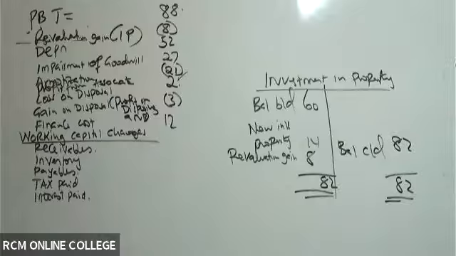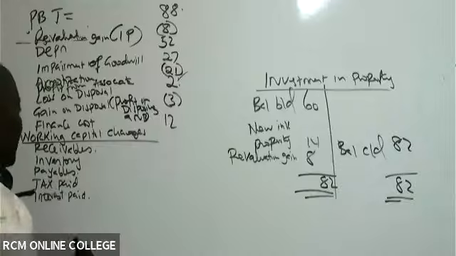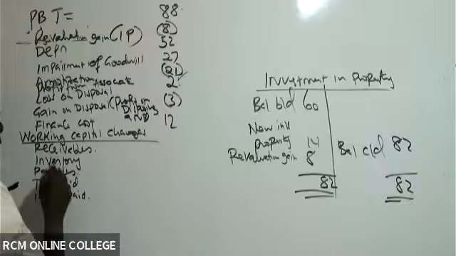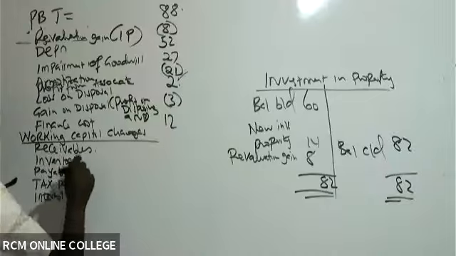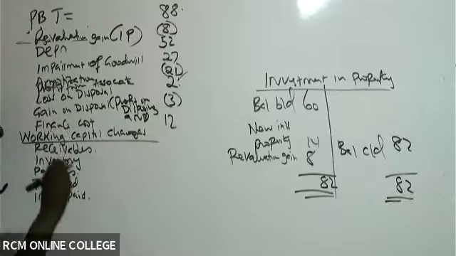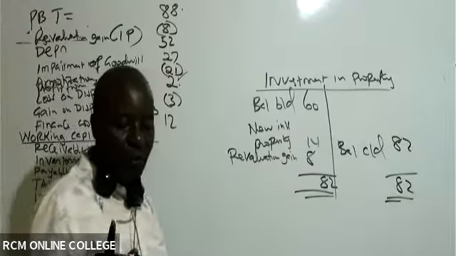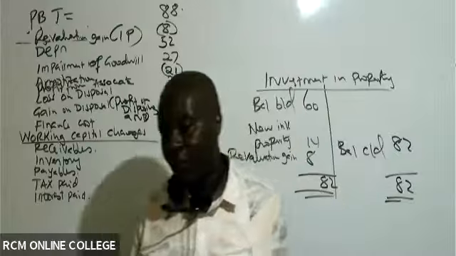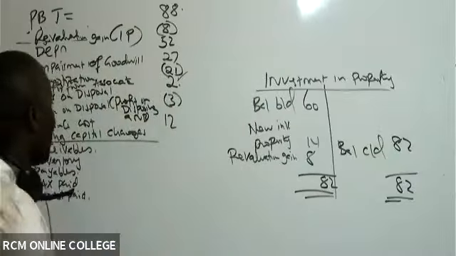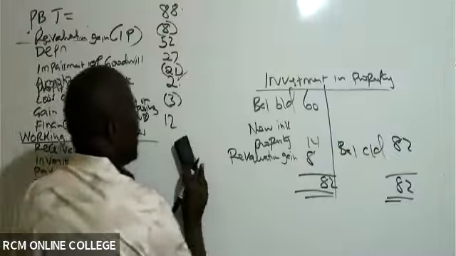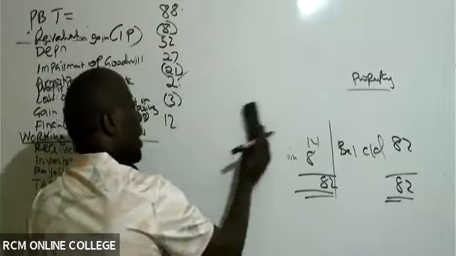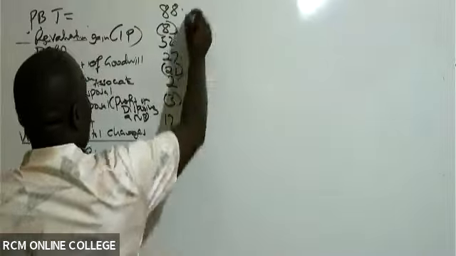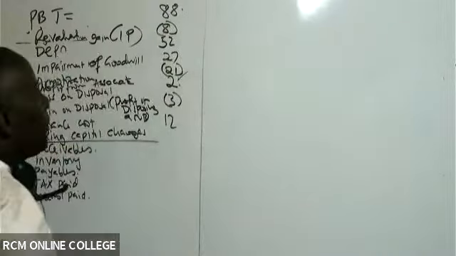All right, then, ladies and gentlemen, please come here. Under working capital changes, we have these three: receivables, inventories, and payables. But before I continue, are we together somehow? All right, thank you very much. I love these working capital changes. These are normally low-hanging marks.